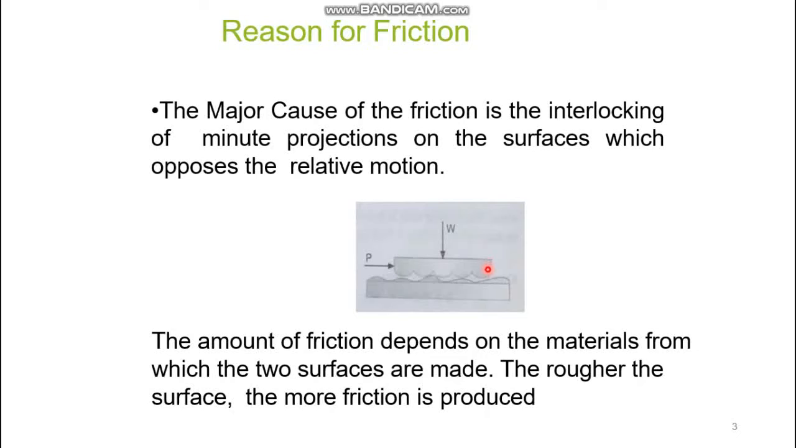A body is resting on the ground, and force W is acting on it. This is the self weight of the body, and if you apply force P, the body will move in this direction, but the friction will act opposite to its direction of motion. The amount of friction depends on the material from which the two surfaces are made. The rougher the surface, the more friction will be produced.